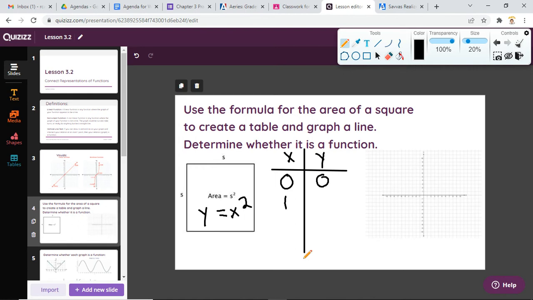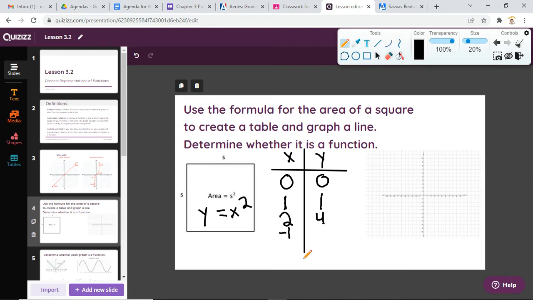Now how about 1? I have to plug that in for x. Y is equal to 1 squared, or 1 times 1. 1 times 1 is 1. How about 2? Y is equal to 2 squared. 2 times 2 is 4.